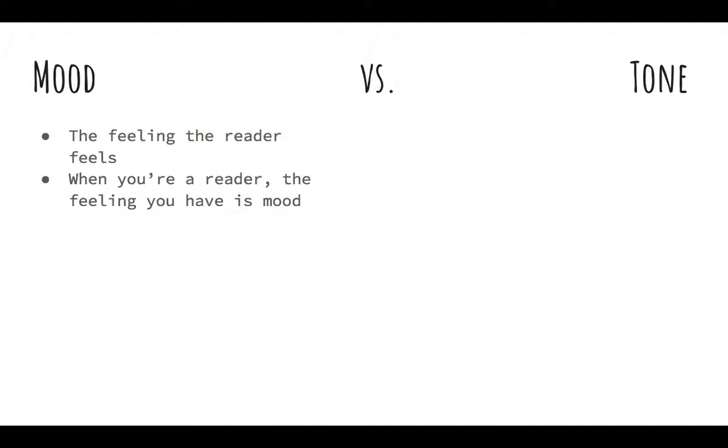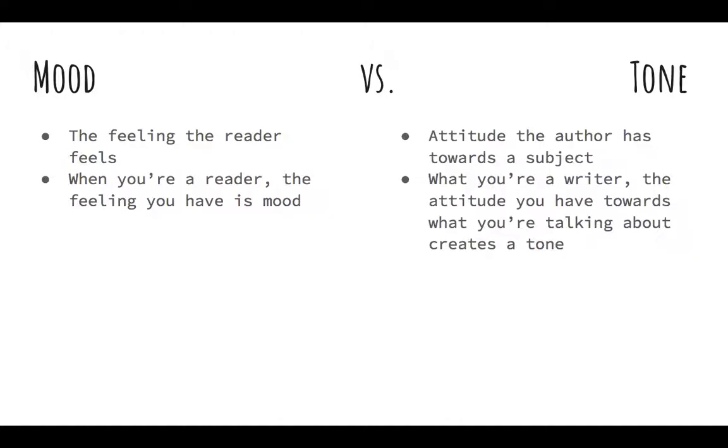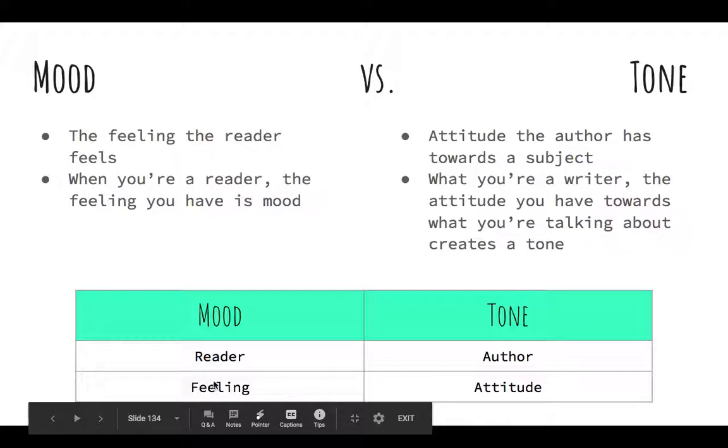So mood versus tone. Mood is the feeling the reader feels. When you're a reader, the feeling you have is mood. Tone is the attitude the author has towards a subject. So this is all about what the author is doing. When you're a writer, the attitude you have towards what you're talking about creates a tone. So when you're writing, you're working on tone, but when you're reading, you're working on mood. So mood: reader equals feeling; tone: author equals attitude.